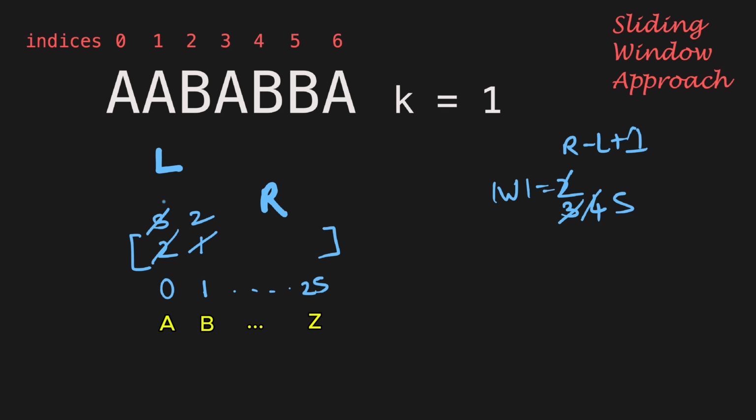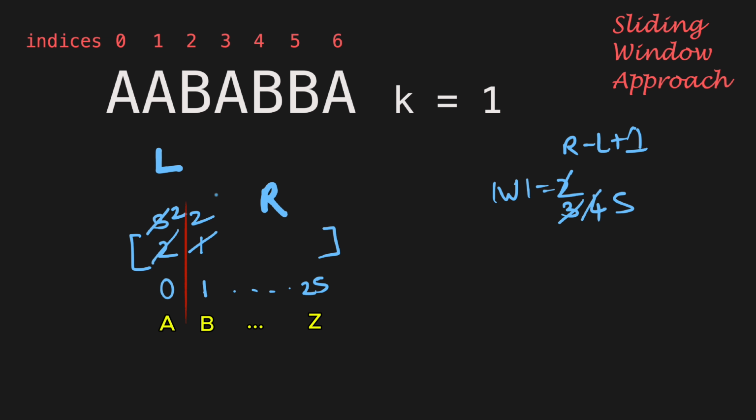So the frequency of A reduces to 2 and ideally maximum frequency would also update to 2. We can do this by looping through the frequency array which takes constant O of 26 time since there are only 26 uppercase letters. However, we can optimize this process by not updating the maximum frequency when shrinking the window. Why? Because our goal is to find the length of the longest valid substring found so far, and reducing the maximum frequency won't help us achieve a longer valid substring.